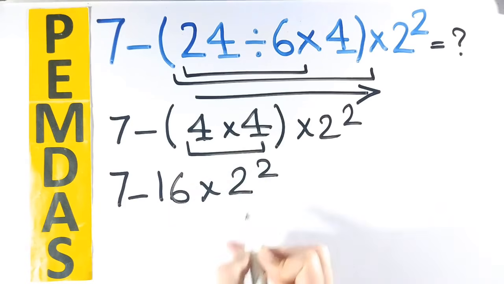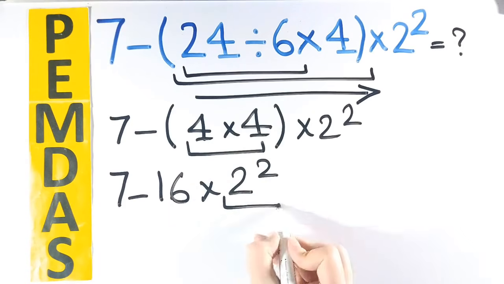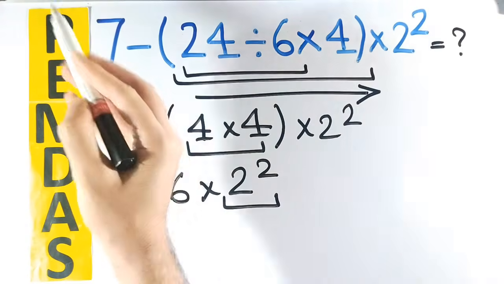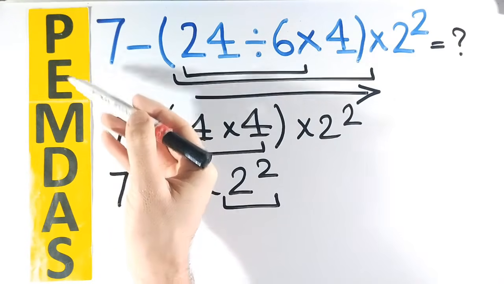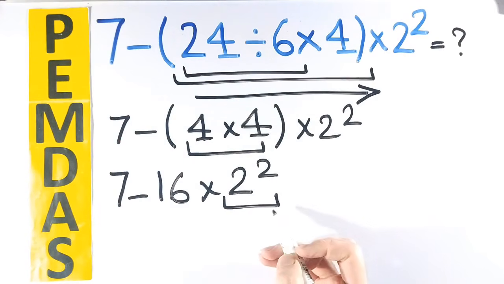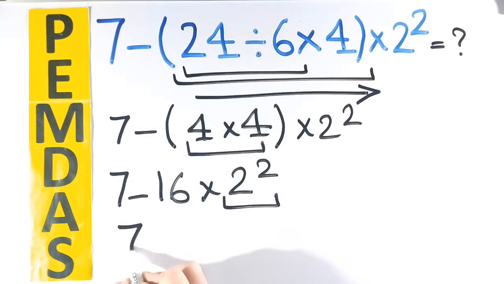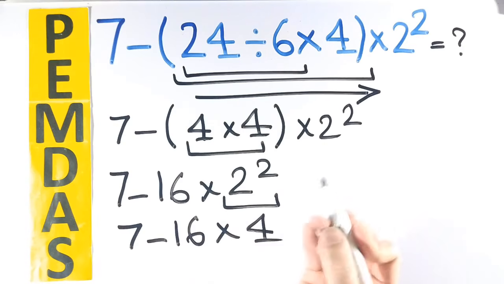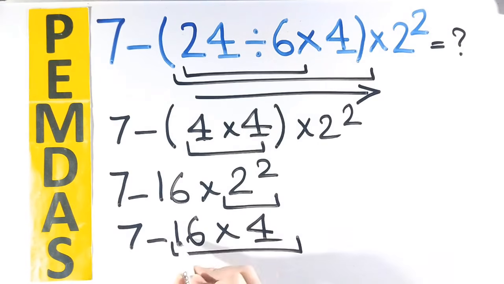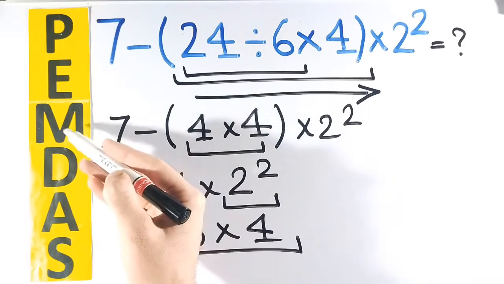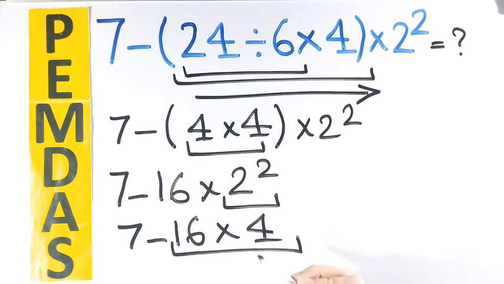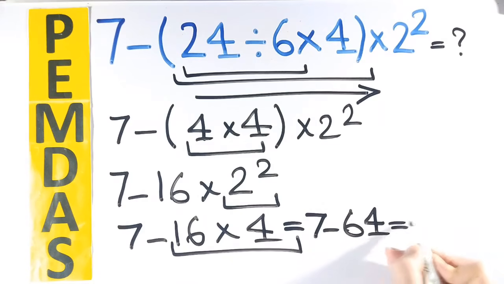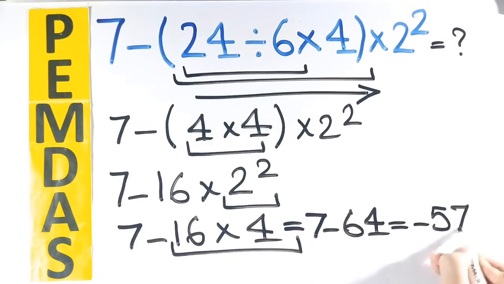multiplied by 2 squared. And the next step, we go for the exponent because in the PEMDAS rule, after parenthesis, exponent has a higher priority than the other operation. So, we rewrite this expression as 7 minus 16 multiplied by 4. And the final step, we go for the multiplication between 16 and 4 because multiplication has priority over subtraction. So, instead of this expression, we can write 7 minus 64, which finally gives us the answer negative 57.